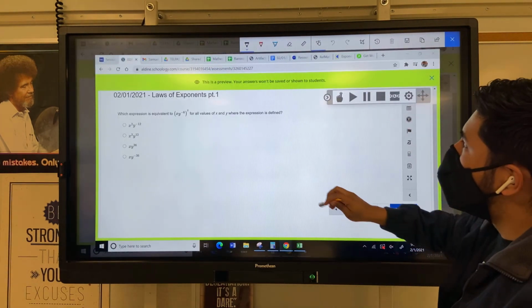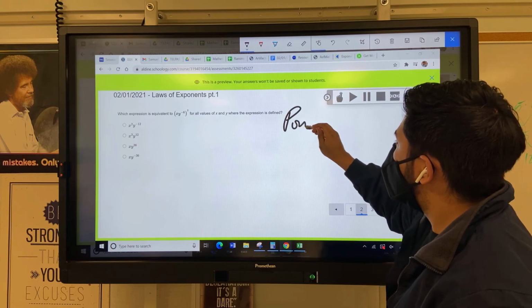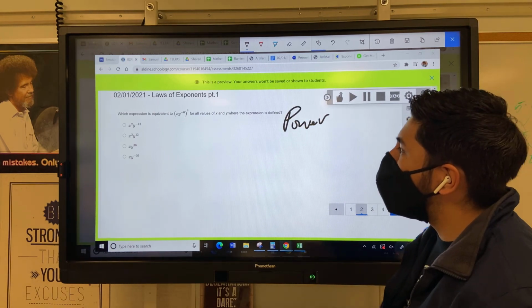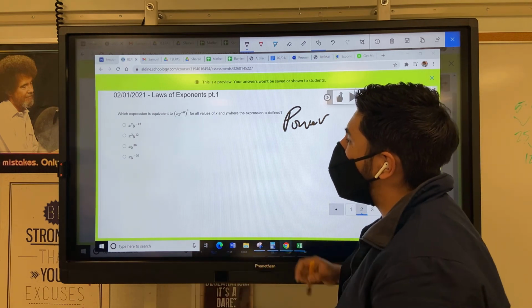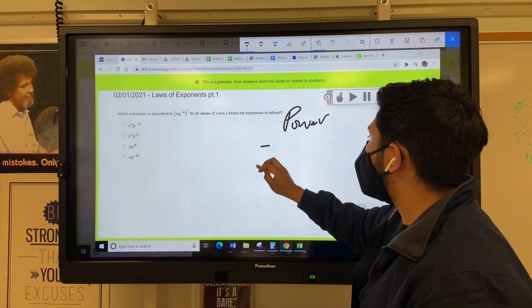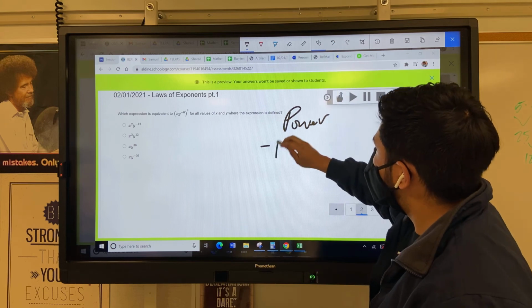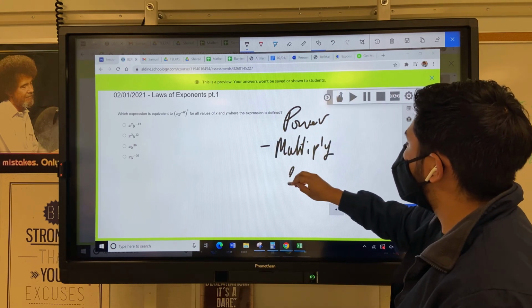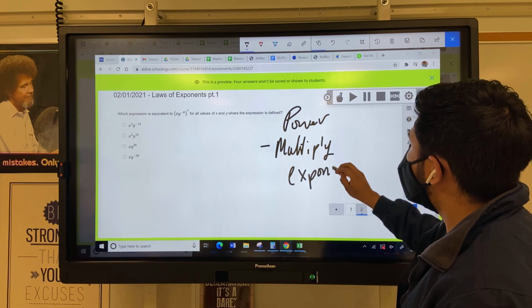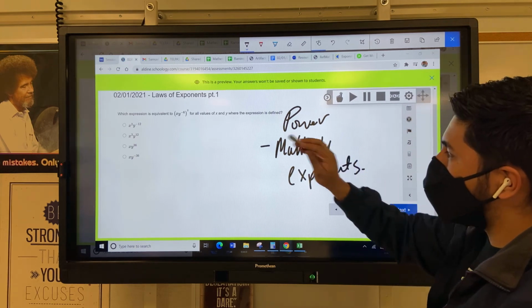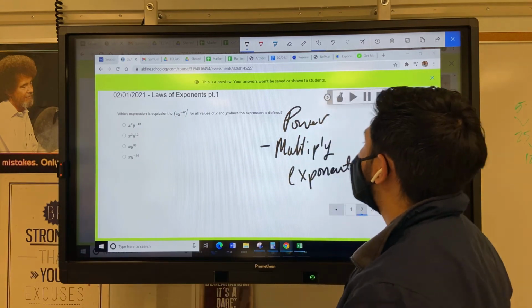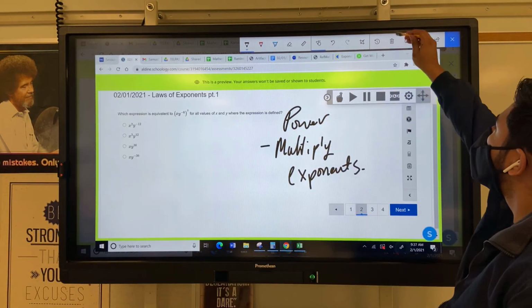Power rule. There is no coefficient here, so this is a pretty interesting problem. Make sure you break up the x and the y. So all you got to do right here is multiply exponents. Very interesting problem because right here, as you can see, the x doesn't have an exponent. We talked about that in the video. All right, next one.